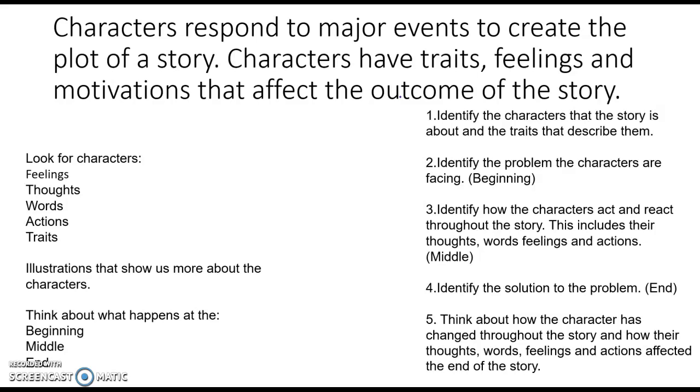So just to review, we know that characters respond to major events to create the plot of a story. We talked about how a lot of times those major events start with a problem, and they start to react to the problem. So characters have traits, they have feelings, and they have motivations that affect the outcome or the end of the story. So because of the things they think, say, do, and feel, the end of the story changes. So we look for those characters' feelings, their thoughts, their words, their actions, and we look at their traits.